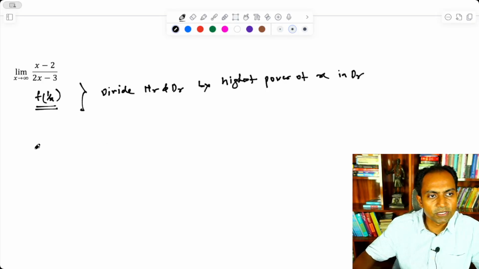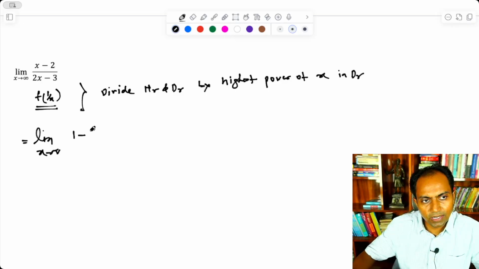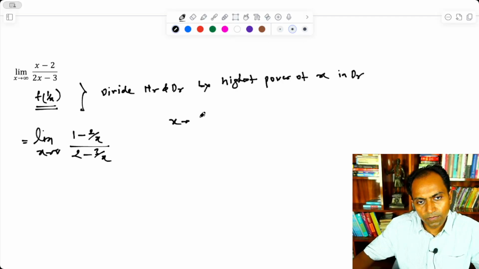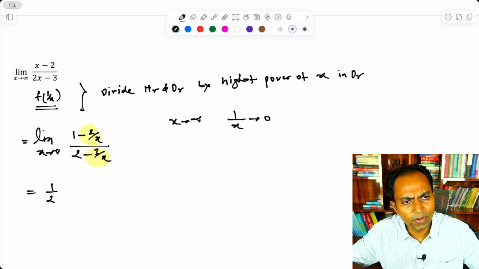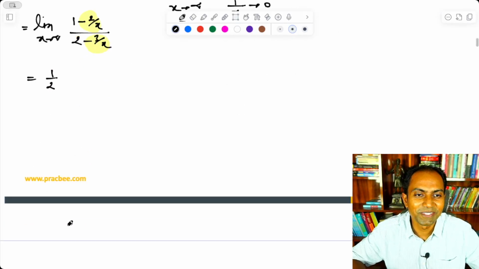If you follow this simple step, this will become limit x tends to infinity. If I divide by x, that is the highest power, this is going to become 1 minus 2 by x, 2 minus 3 by x. Now when x becomes very large, its reciprocal is going to become very small or tend towards 0. So wherever you have written 1 by x, this term will become 0, and as a result, the answer becomes 1. You can see that this is a simple method and can be used in solving simpler questions.